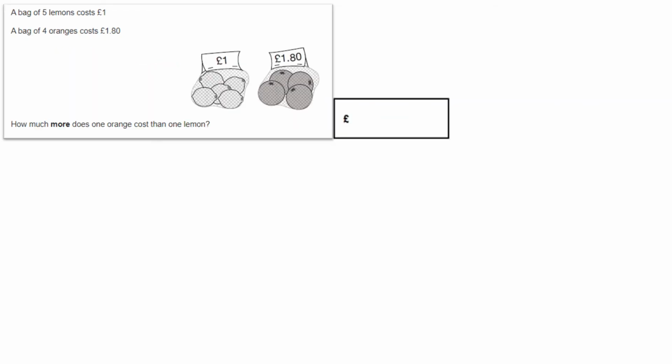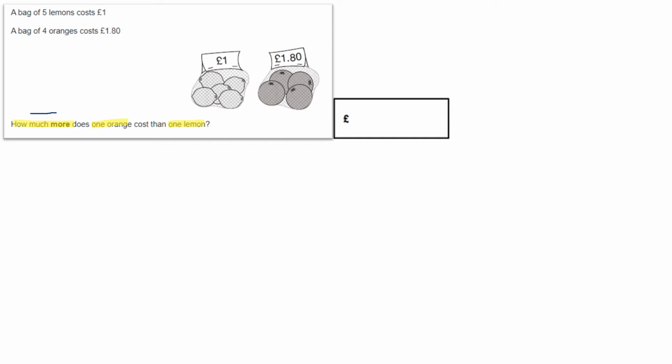On to the next one. A bag of 5 lemons costs £1. A bag of 4 oranges costs £1.80. How much more, there's that phrase again, does 1 orange cost than 1 lemon? So 1 orange, 1 lemon. How much more? We're telling ourselves straight away that you need to do a takeaway.